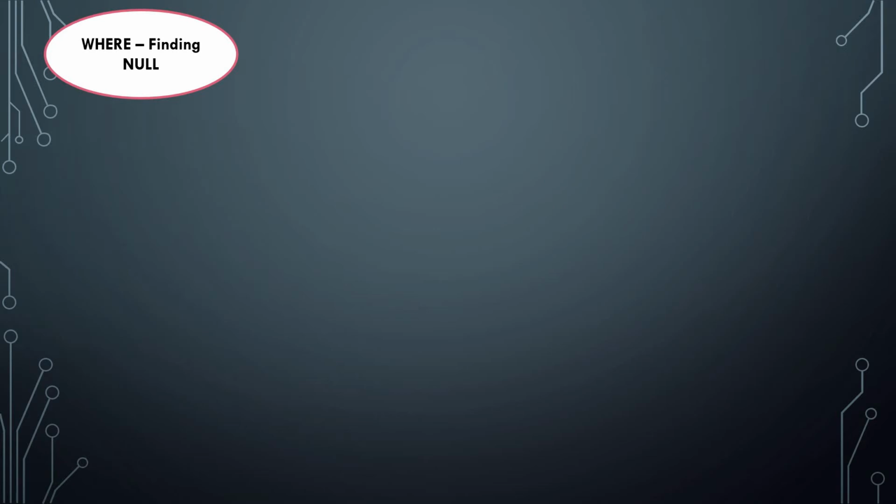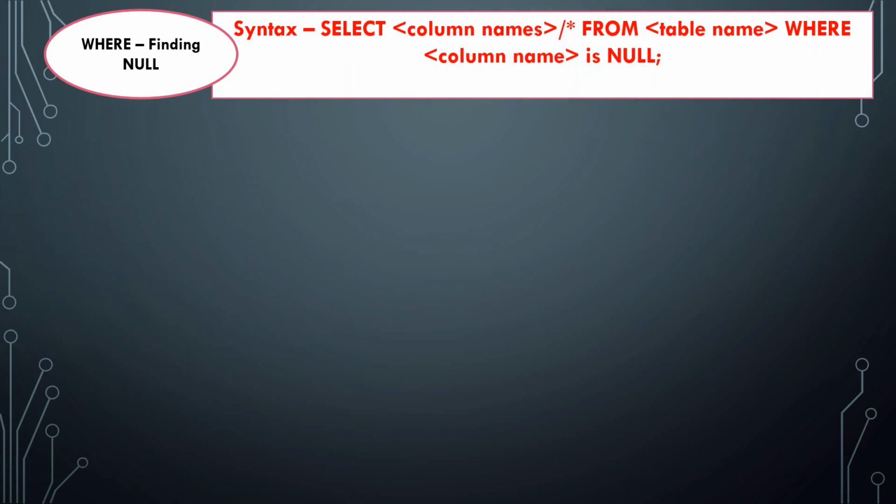It is an empty value, or you can say it's a missing value. So what you have to write is: select column names or a star from table name where column name is null. Remember this thing: for finding null you have to use the IS operator. You can't use equal to, it will give you a syntax error. So always remember, while finding null you have to use the IS operator.